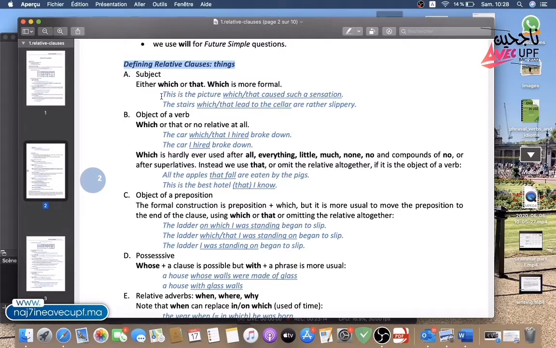Everything, little, much, none, no, and compounds of no, or after a superlative, okay? Instead, we use that or omit the relative altogether. Ça marche? For example, all the apples that fall are eaten by the pigs. All the apples that fall are. This is the best hotel that I know.